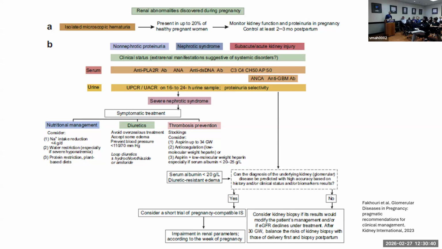So in terms of this part here, can you make a diagnosis without doing a kidney biopsy? You can do a short trial of pregnancy-compatible immunosuppression, which is going to be those options we talked about earlier, usually steroids as your first line. And if not, they recommend that you can do a kidney biopsy if its results would modify patient management. This particular reference also used 30 weeks as their cutoff.